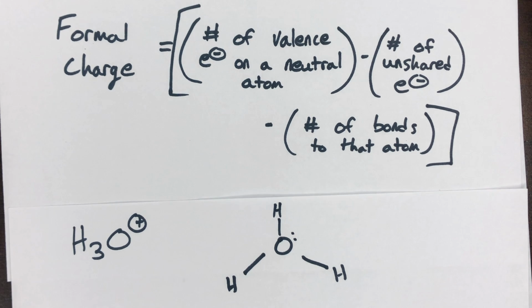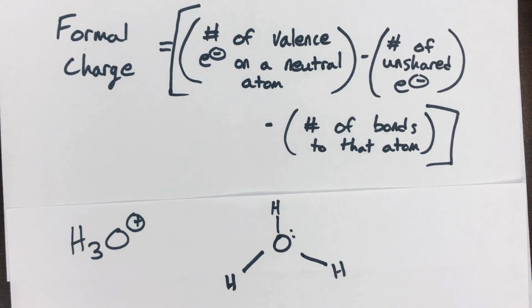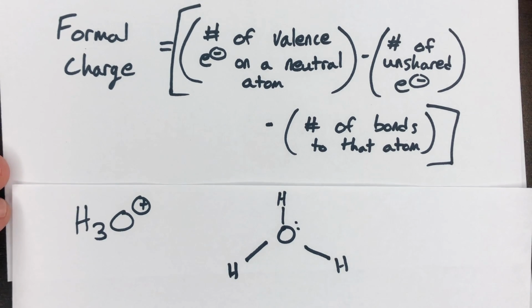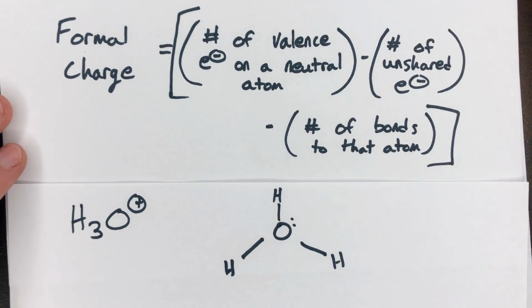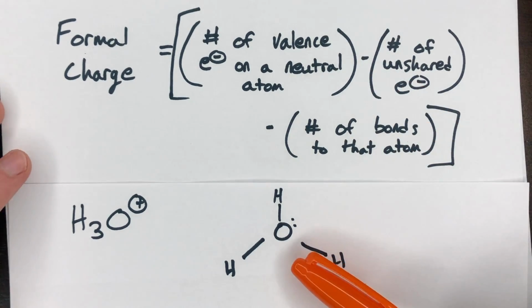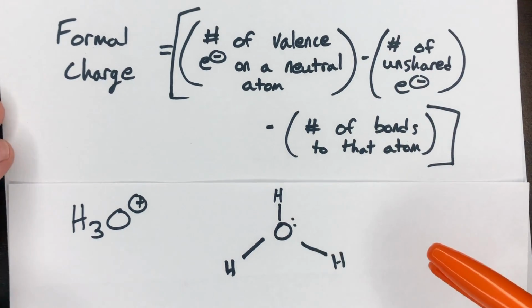All those hydrogens are only in the first row, so they only have access to the s orbitals and therefore only need 2 electrons to have a full valence shell. Okay, so now let's go through this process of calculating formal charge on each of these atoms. Let's start with the oxygen.